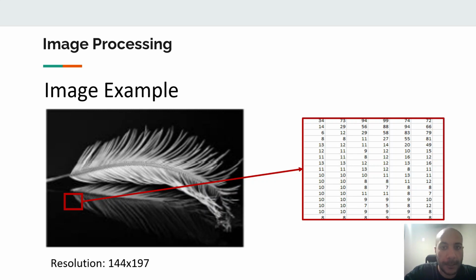I opened this image in MATLAB, and this red box on the image is showing a small portion of this image and a small portion of the matrix. You can see the values are very low, because inside the box almost all the colors are black. This corresponds to very low values approaching 0, except for the corner up in here, where the values become higher. Just a reminder, a 0 value represents a black pixel, and if the value approaches 255, this is a white pixel.